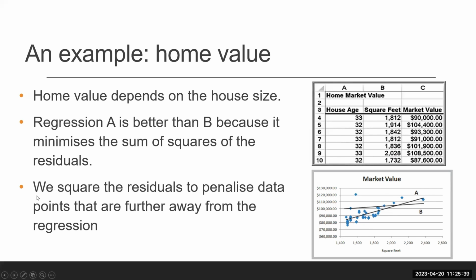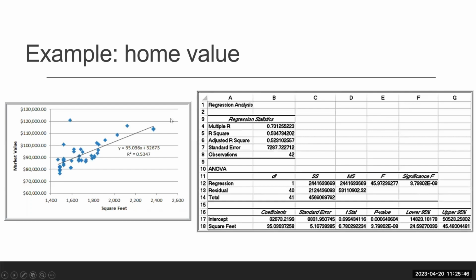And just repeating this, we square the residuals to penalize data points that are further away from the regression. Here is a trend line with our equation for the regression, and our R squared value. The R squared value is okay, pretty average, not great, not terrible. So we could say that square feet is a fairly weak indicator of market value. If this R squared value is closer to 1, that would be a better model.